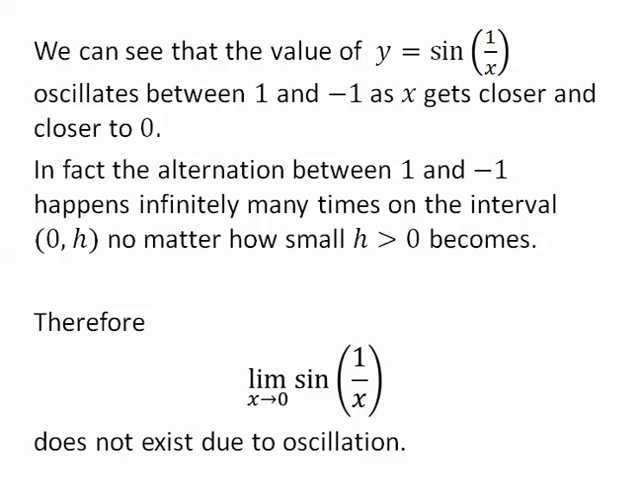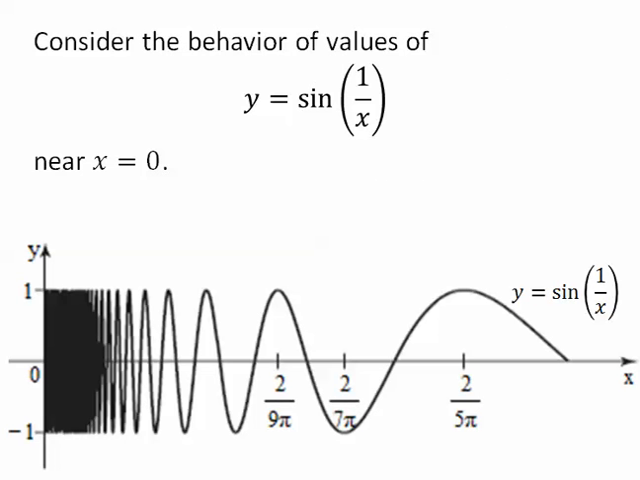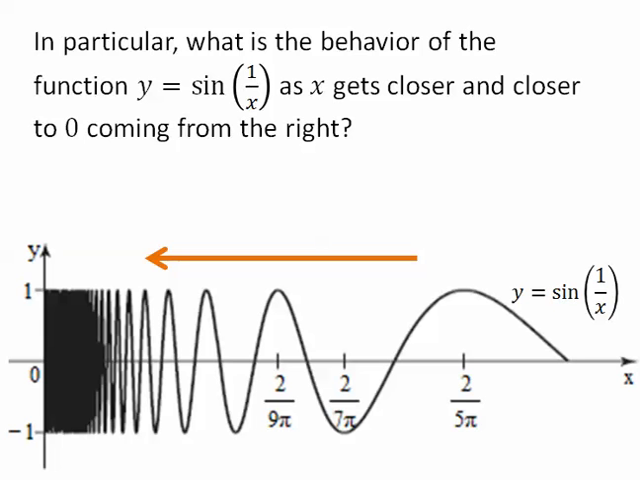Now let me see if I can bring you back up to the picture that we had at the very beginning. Oh yeah, here it is. You see how as we get closer and closer to 0, that oscillation just happens faster and faster. And so the value of sine of 1 over x never settles. It just bounces between 1 and negative 1 faster and faster. So the limit doesn't exist.